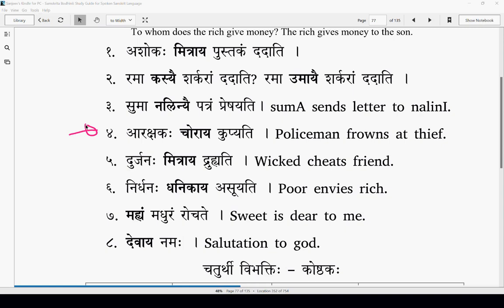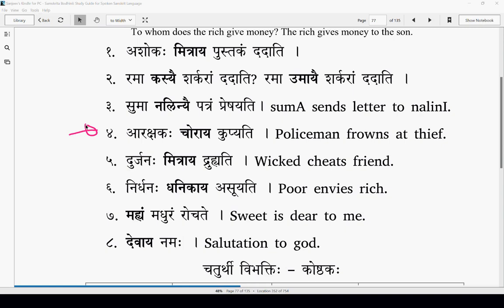Aham Marjaraya Kupyami. Uttam. Correct. What does that mean? I frown at the cat.